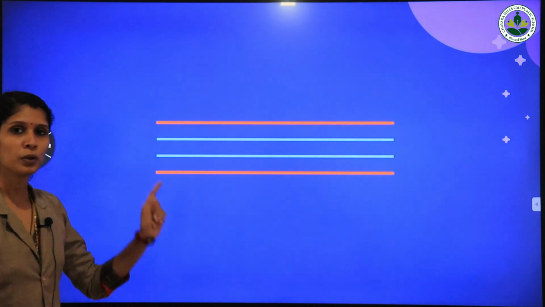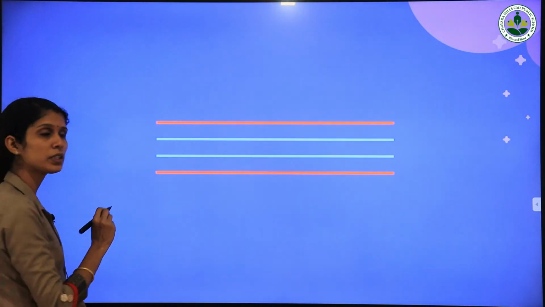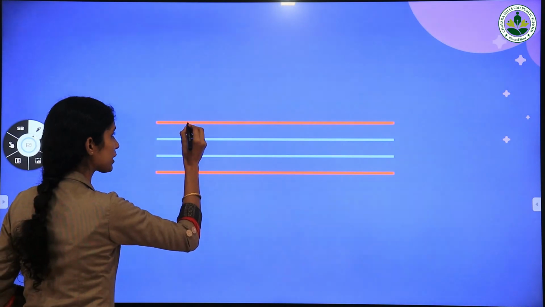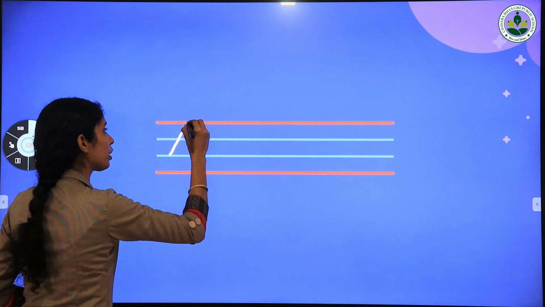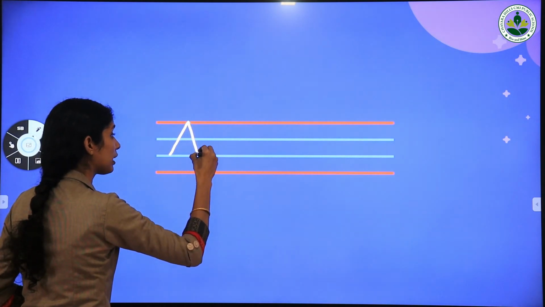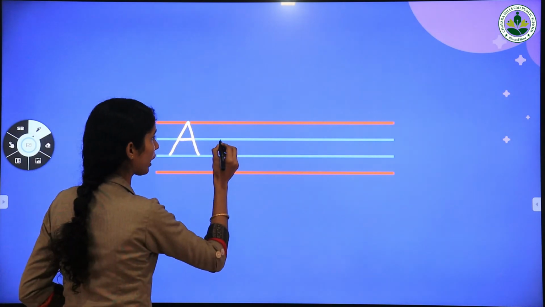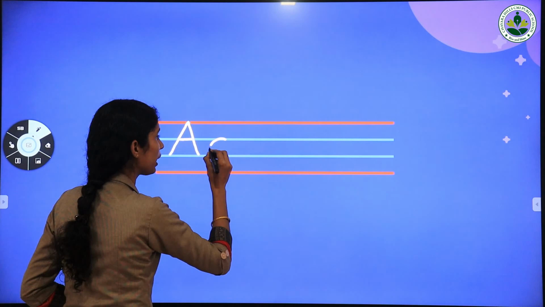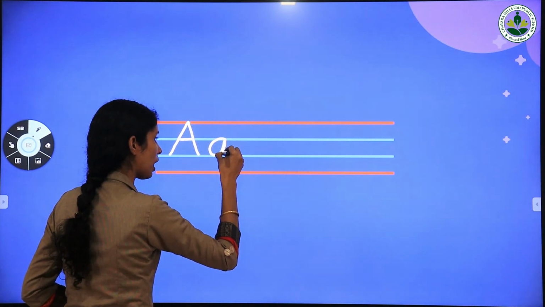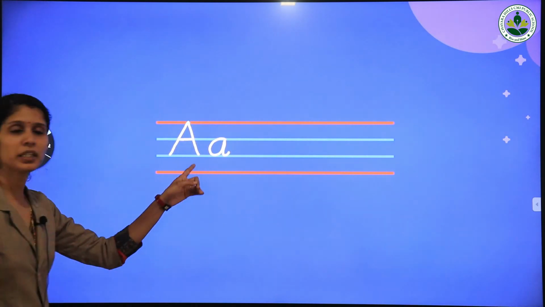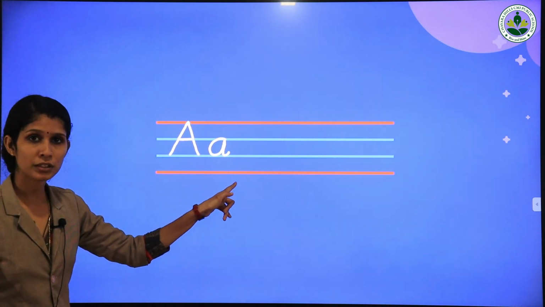So all of you look at the board. Yes, look at here, we are going to write the first alphabet, which is letter A. It starts from the red line to the second blue line, a slanting line. Again we draw a big slanting line, then a sleeping line. Small letter A starts from the first blue line and touches the second blue line, again touches the first blue line, comes down and puts a tail. Which letter is this? Yes, capital letter A and small letter A.